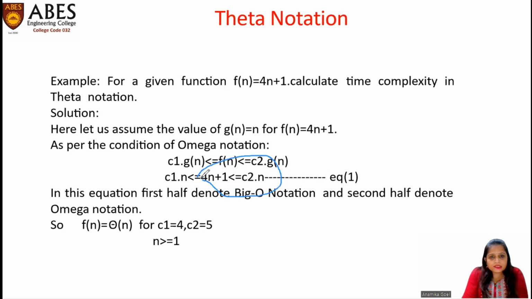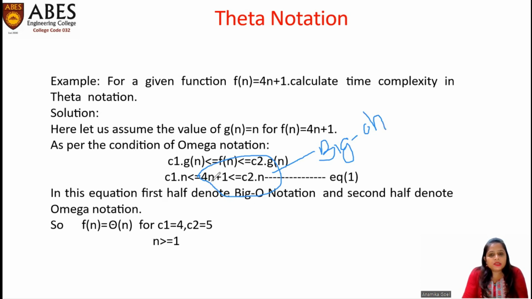Now, if you see equation number 1, the second half, 4n plus 1 is less than or equal to c2 times n. This is the upper bound of an algorithm, which means it is big O notation. We already solved this example. In the case of big O notation, the value of c2 is equal to 5 and n is greater than or equal to 1. That is big O. Is it clear?